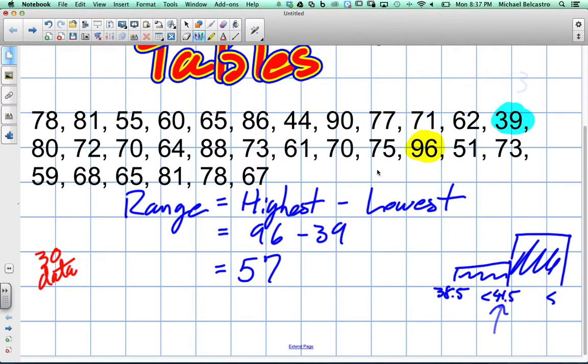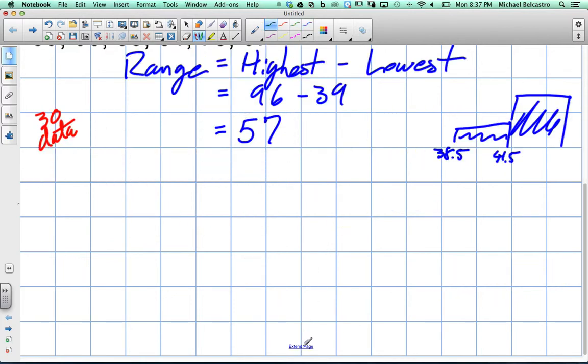Okay, so let's say we're going to set this up. How many categories do we want? Oh, I don't know. Let's say we want, 57 is like a prime number, so it's not going to be great. So let's say we want 7 categories. I'm just picking an arbitrary one. So we're going to set up a frequency table that has 7 different categories.